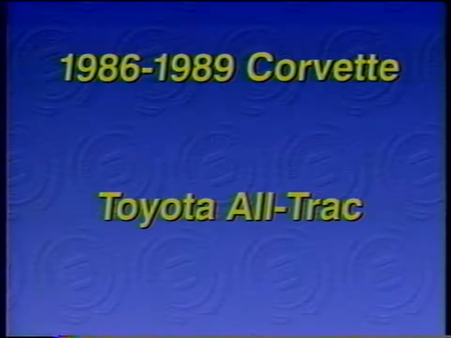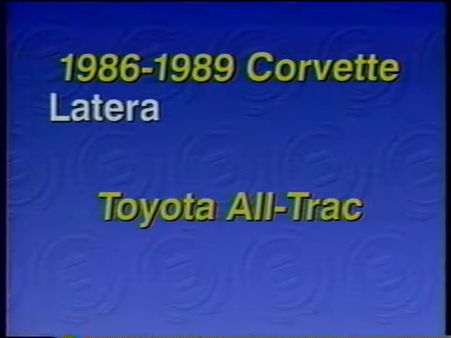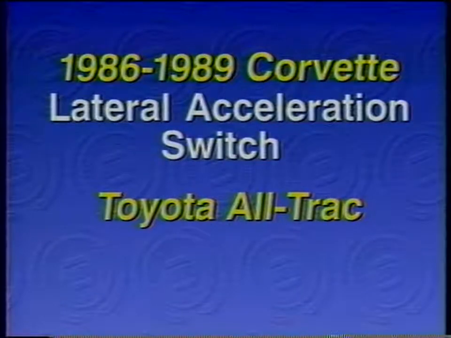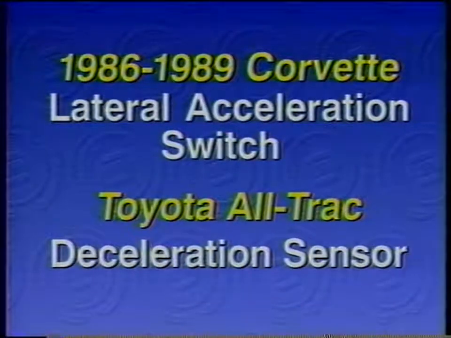In addition, 2 vehicles have special adaptations to the basic Bosch 2 system. The 1986 to 1989 Corvette featured a lateral acceleration switch. Toyota all-track models have a deceleration sensor.